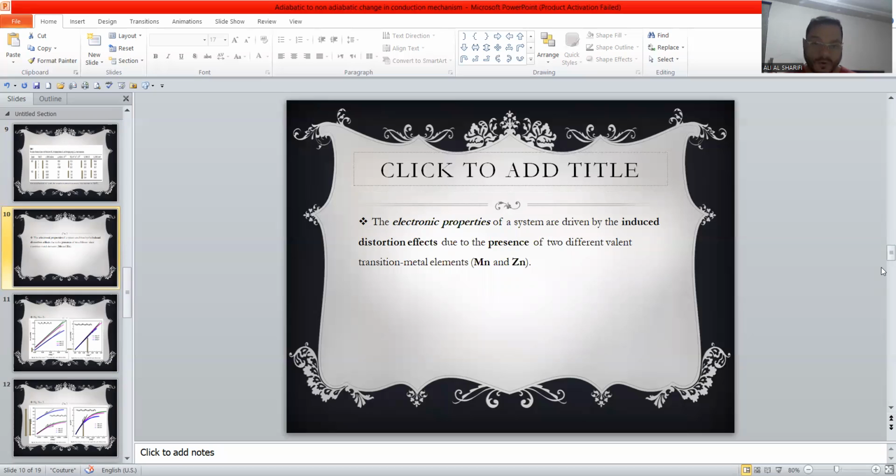Due to what is important? Because here we are dealing with two different transition metal elements, manganese and zinc. We have two different insulating and metallic transitions, two different amounts. These parameters, these symbols are manganese and zinc.